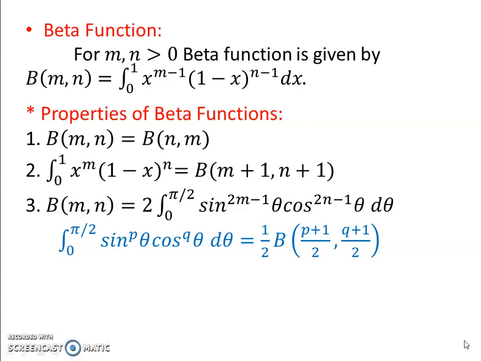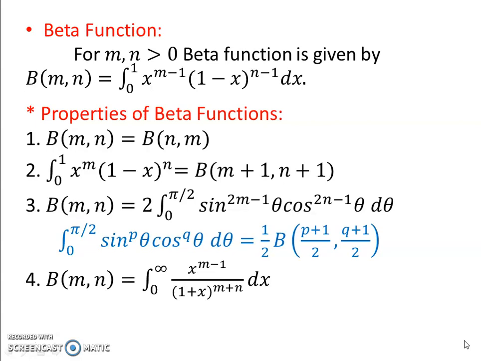While learning reduction formulae, I told you that this integration 0 to pi by 2 sine raised to m theta cos raised to n theta you can solve using beta and gamma functions also, and this relation exactly gives you the same: integration 0 to pi by 2 sine raised to p theta cos raised to q theta equals half beta of (p plus 1) by 2, (q plus 1) by 2. We require this rigorously for solving the examples. Hence this formula can also replace the reduction formula.